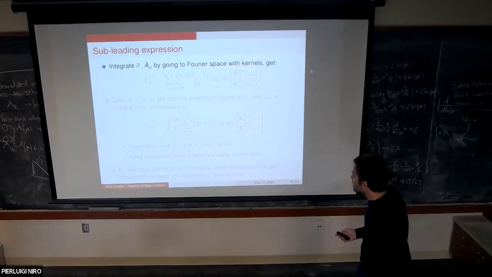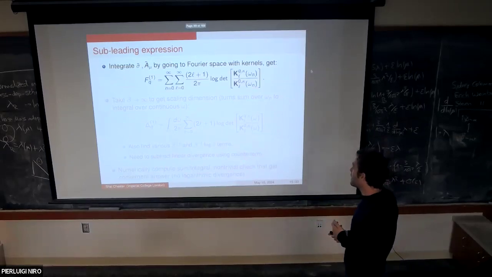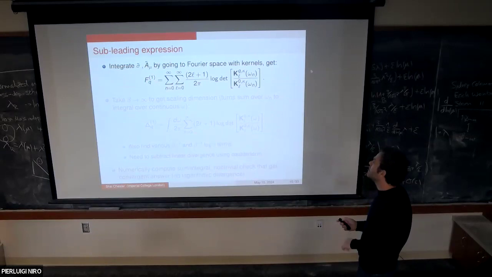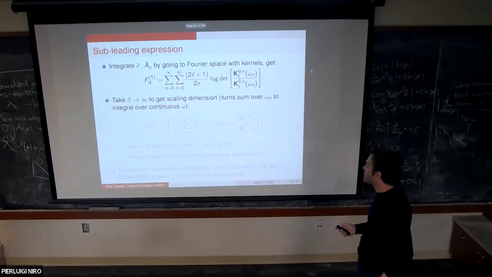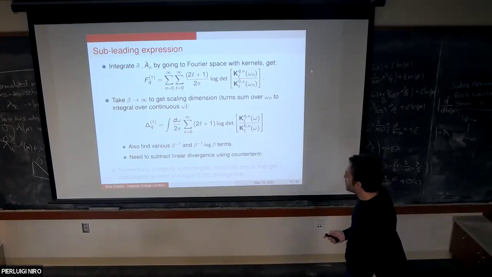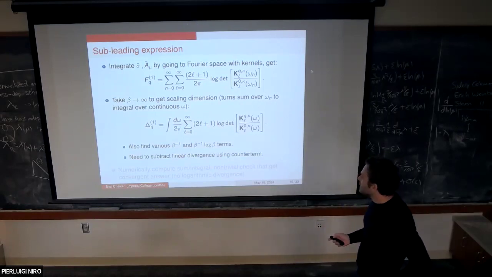Okay, so in particular, you integrate out these quadratic fluctuations, and then this is the answer you get to subleading order in N. So you get a ratio of these kernels, and then you're summing over all these harmonics as well as all these Matsubara frequencies. And then you can expand this in small temperature to get the scaling dimension, but you could also get subleading terms in temperature.